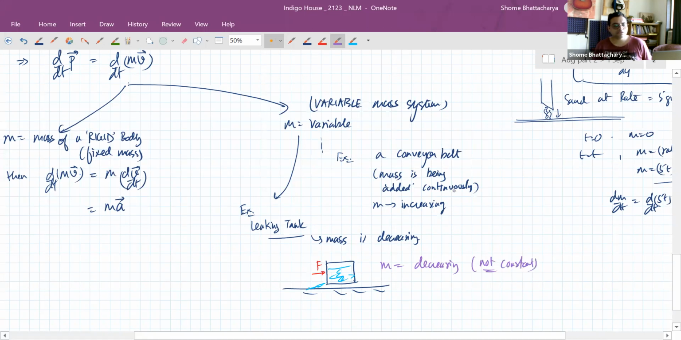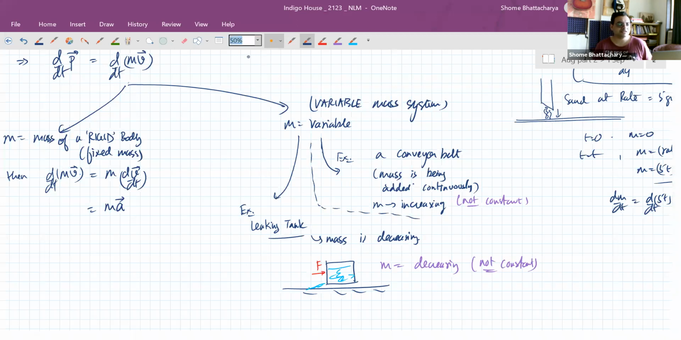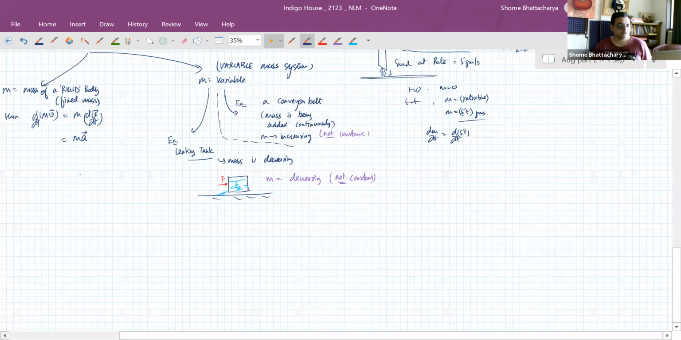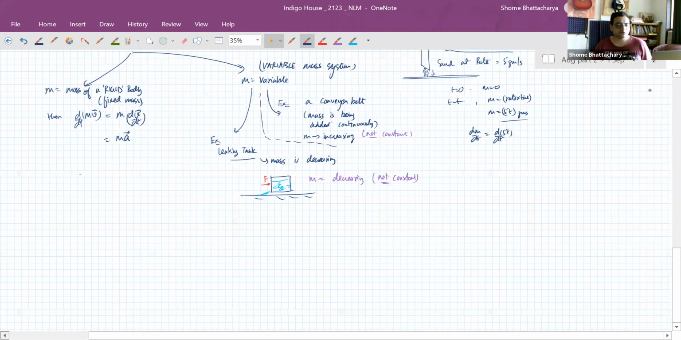And here also you can see that mass is increasing. So definitely it is not constant. So these are just two examples. A lot of other examples we'll also be seeing. But typically variable mass system, I'm just giving you as an understanding point over here. We'll be dealing with variable mass systems in a later chapter called system of particles. But here you should just know how to deal with it.